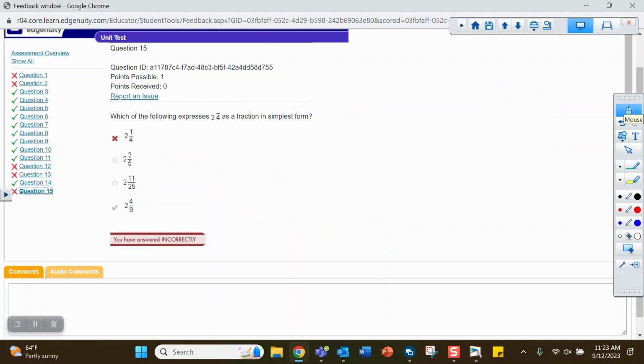And then the last question you missed asked you to write this as a fraction in simplest form. So repeating decimals are kind of cool. There's a really fancy way to teach you how to write them as fractions, and then there's the really easy way. You take whatever is repeating and you put it over 9. So this would be 2 4/9.